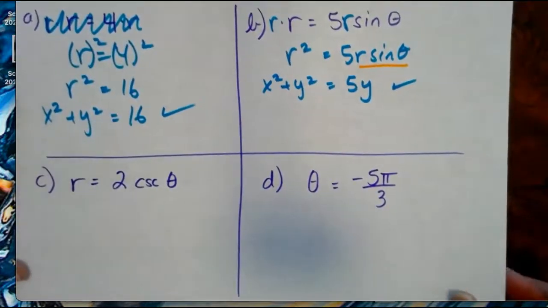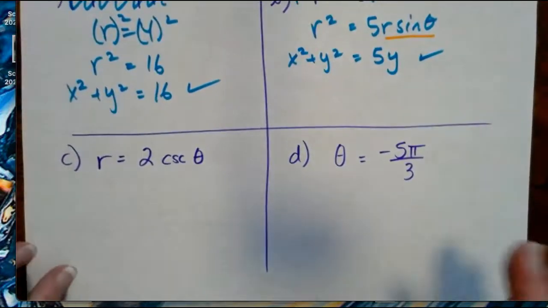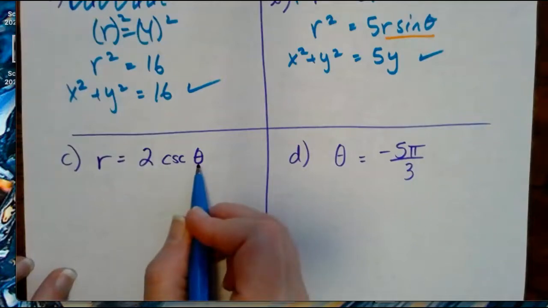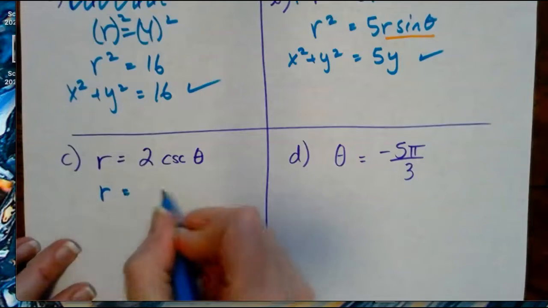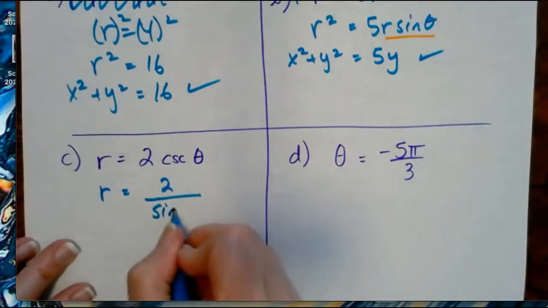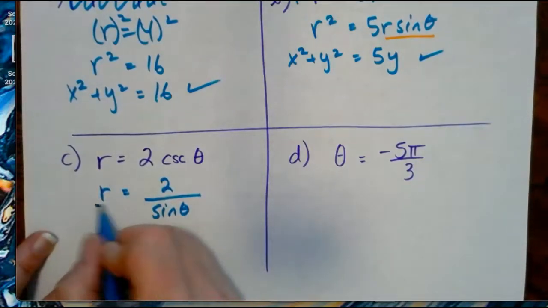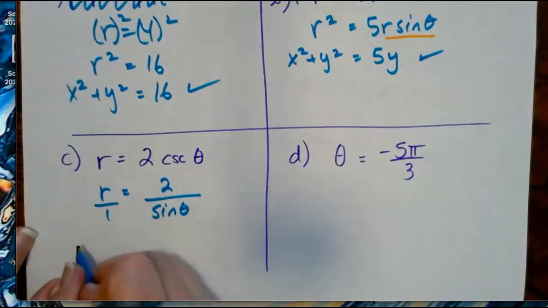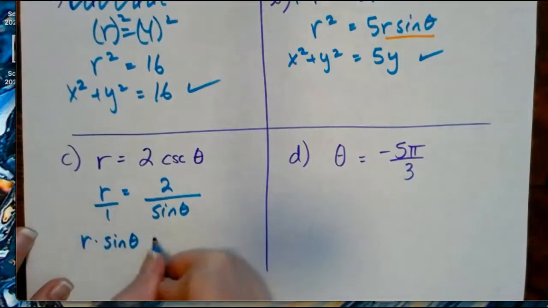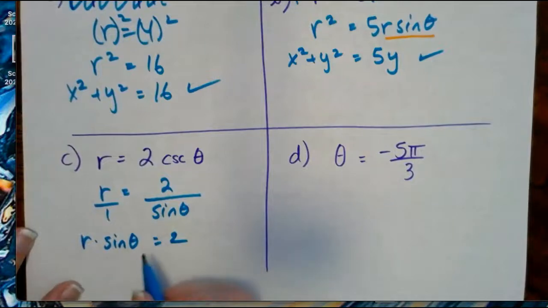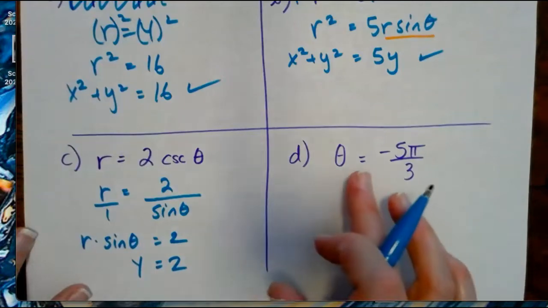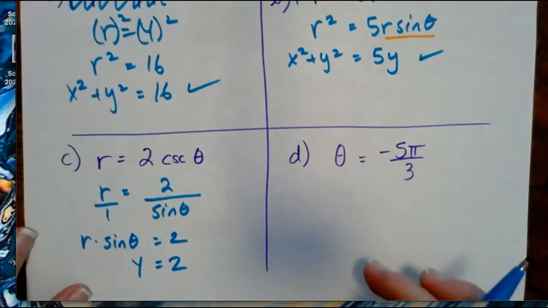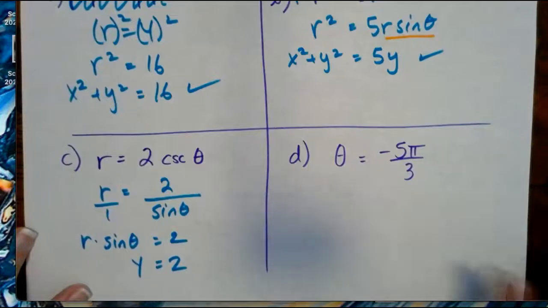This next one should look familiar, being that we just did one very similar to that. Whenever you see one of the reciprocal functions, I would rewrite it in terms of sine or cosine. So this is r equals 2 over sine theta, and then I'm hoping that you see that you can just cross multiply. R times sine theta equals 2, and of course r sine theta is equal to y, so y equals 2.